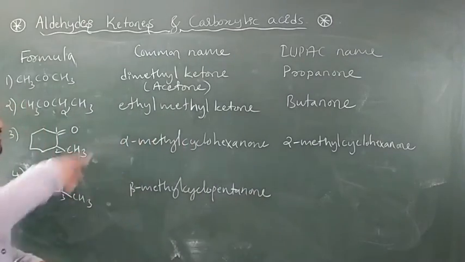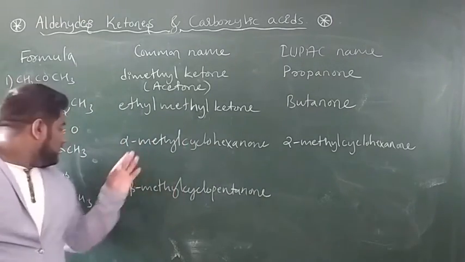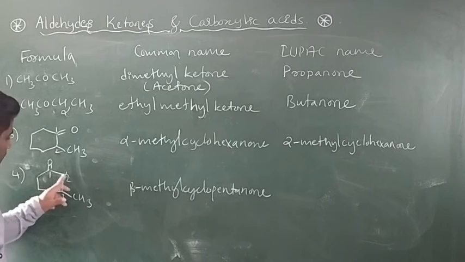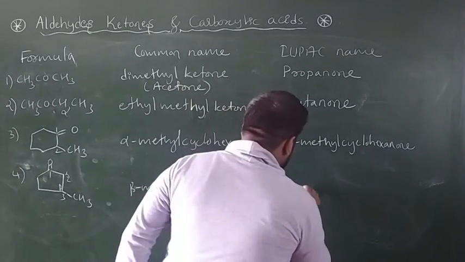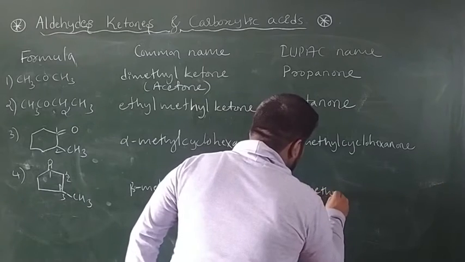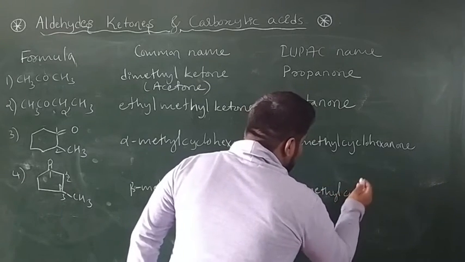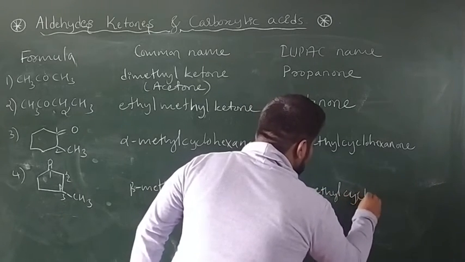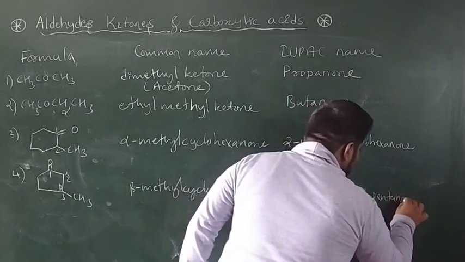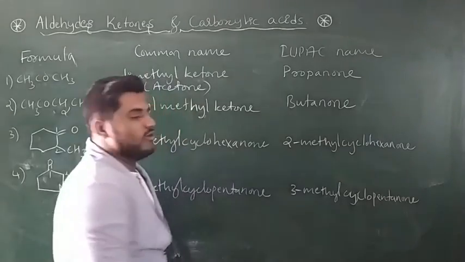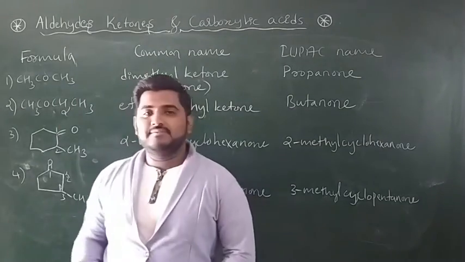Cyclopentanone. So in the IUPAC name we should name by numbering 1, 2, 3. At the third position a methyl group is there. Same thing, 3-methyl cyclopentanone. 3-methyl cyclopentanone is the name for this one.